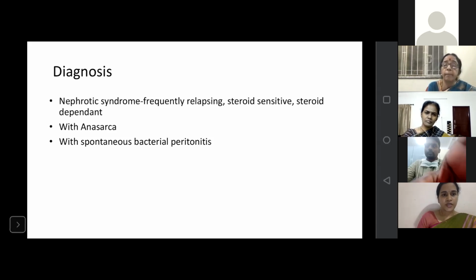So coming to why do you think this child has nephrotic syndrome? The first part of your diagnosis. Yes, ma'am. You have put the child has nephrotic syndrome. So why do you think so? What points in your history and your examination favor nephrotic syndrome, please?